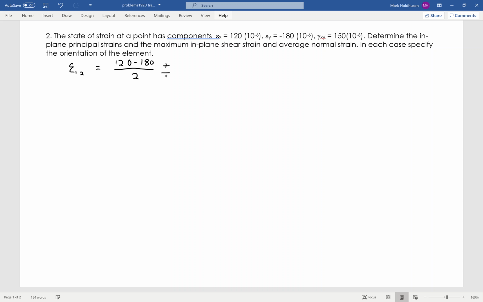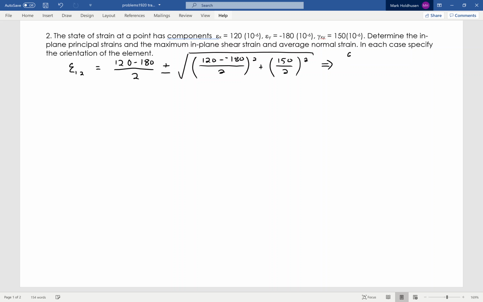Okay, and then plus or minus. The plus is epsilon 1, or the principal strain 1. Principal strain 2 would be the minus, and then it'll be the square root of (120 minus a negative 180) over 2, squared, plus 150 over 2, squared. And again, we can do this with stresses as well, just a little bit differently, finding stresses or strains. But the general equations look pretty similar.